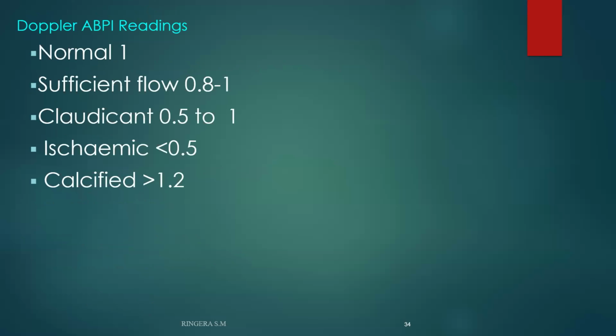So the normal ABPI reading should be 1. Sufficient flow should be 0.8 to 1. A 0.5 to 0.8 reading will show the presence of disease. An ischemic ABPI would read less than 0.5. Okay, and calcified arteries or veins will read above 1.2.